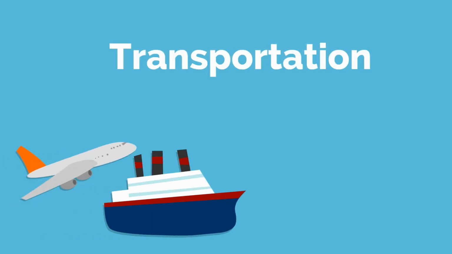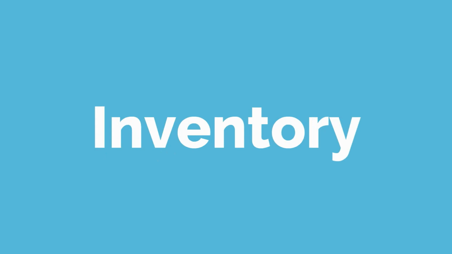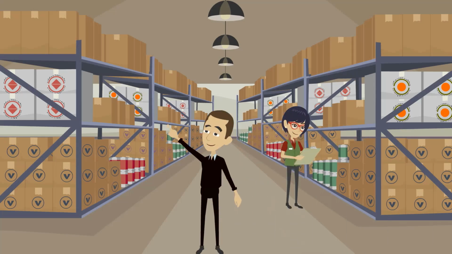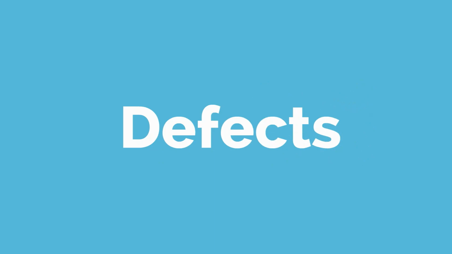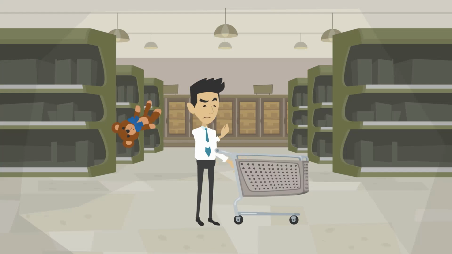Number 2. Transportation. We fly, ship, drive, or train the product to the reseller. Number 3. Inventory. The reseller then stores this product on the shelves for a time. Number 4. Defects. The defective product hides on the shelves until we find the problem or the customer does.